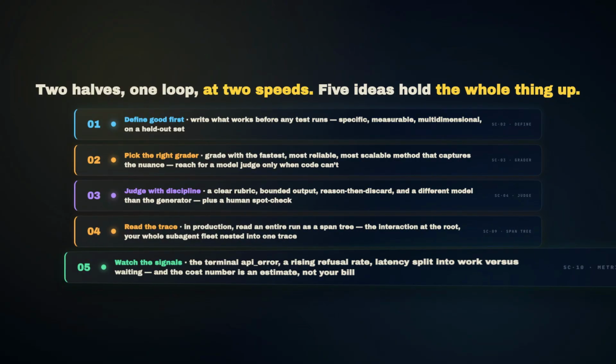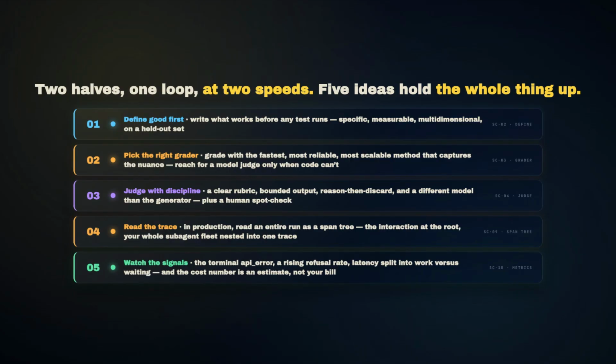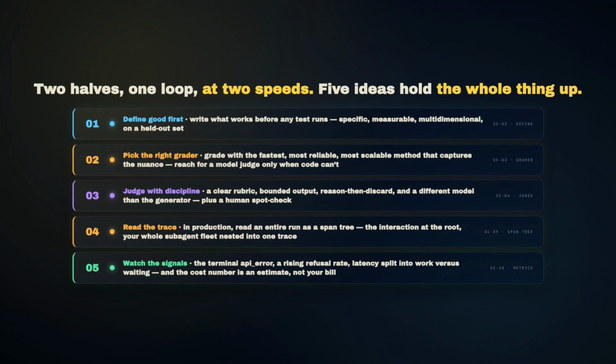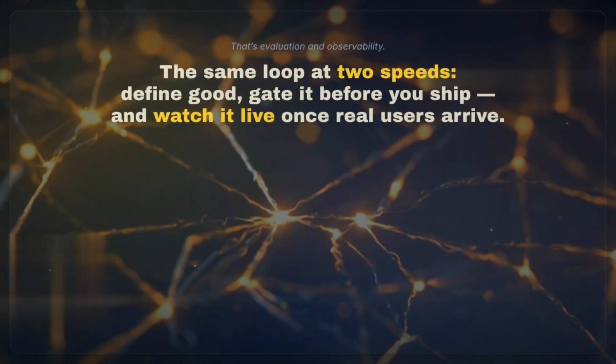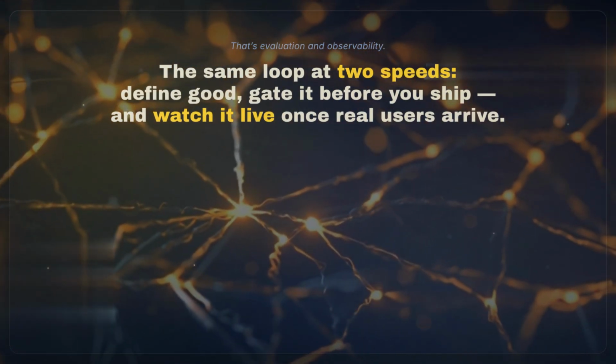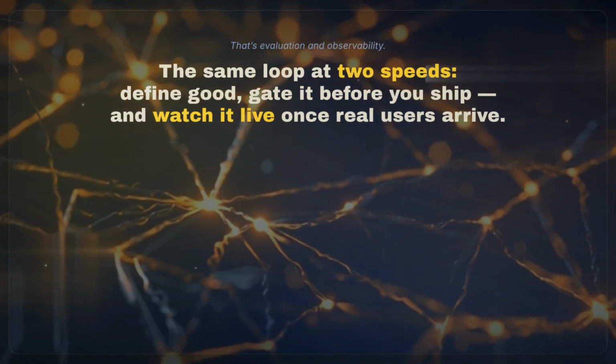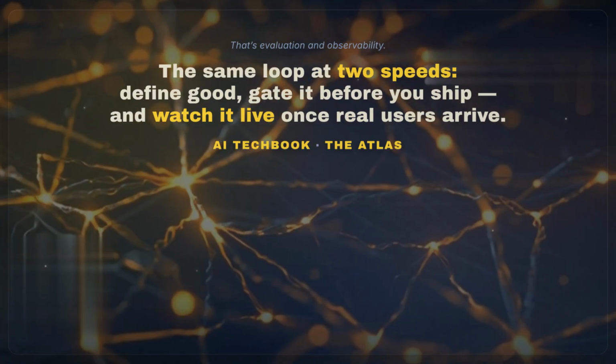Four, in production, read an entire run as a span tree, your whole subagent fleet nested into one trace. Five, watch the signals that warn you early: the terminal API error, a rising refusal rate, latency split into work versus waiting. And remember, the cost number is an estimate, not your bill. The simulator and the cockpit, running the same checks at two speeds. That's evaluation and observability. The same loop at two speeds. Define good, gate it before you ship, and watch it live once real users arrive.